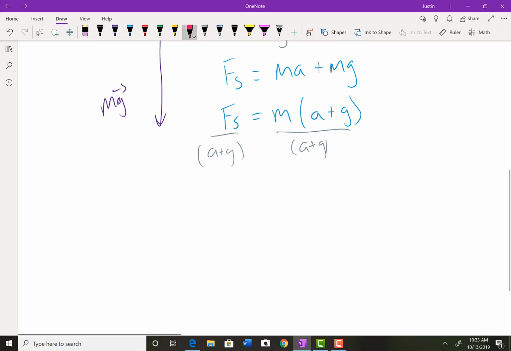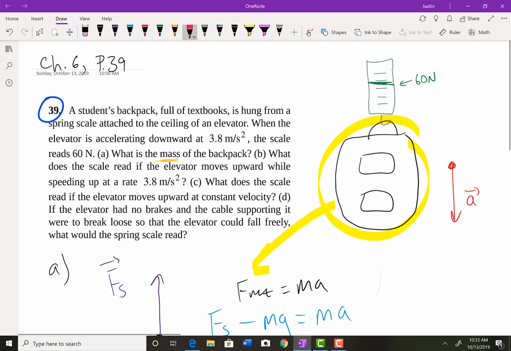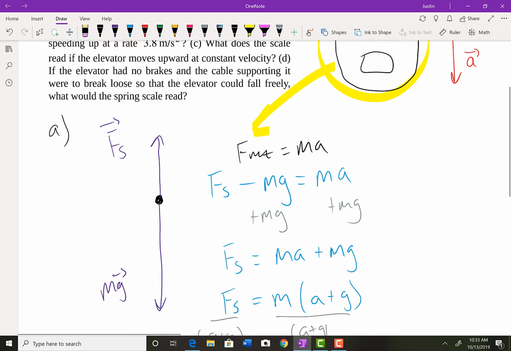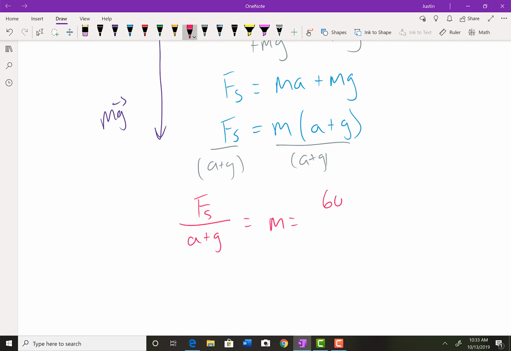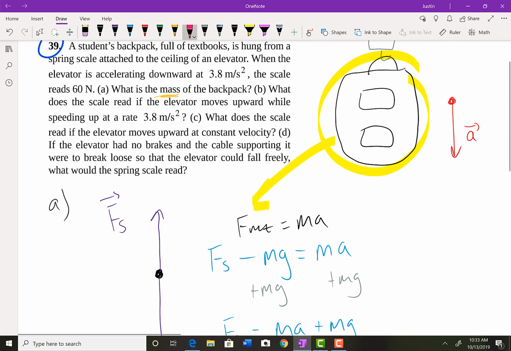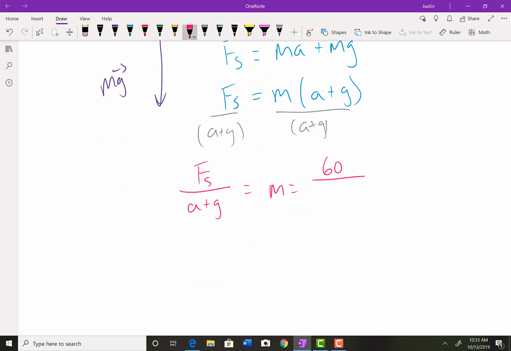And that'll give me that the spring force over a plus g equals the mass. The spring force, they told me, is a reading of 60 newtons. So that's just going to be 60 divided by the acceleration they told me was 3.8 meters per second squared, but it was down 3.8 meters per second squared. That means it's going to be negative 3.8 plus g. They're giving me 3.8, so probably 9.8 is going to be the easier thing to use here.